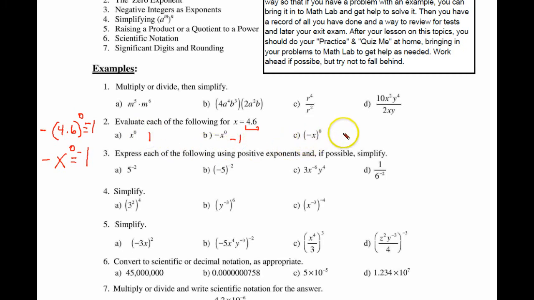Now for this one, again, we're putting a negative, and then we apply the 4.6 to the 0 power. The negative now is included as part of the base. So this is a 1. Anything to the 0 power is 1. Here the x is to the 0 power. The negative is not included. And we went over that. Okay.